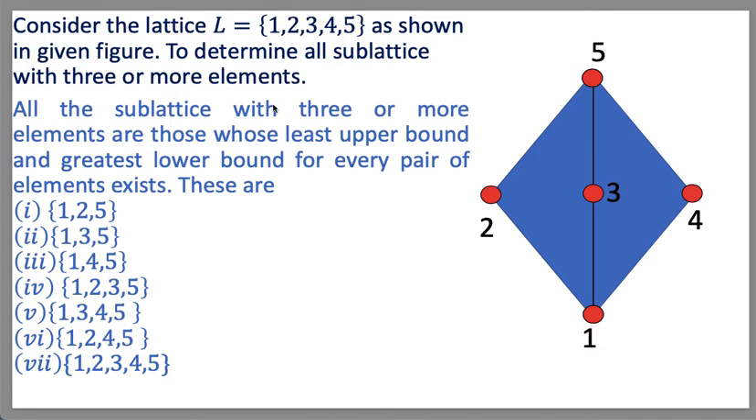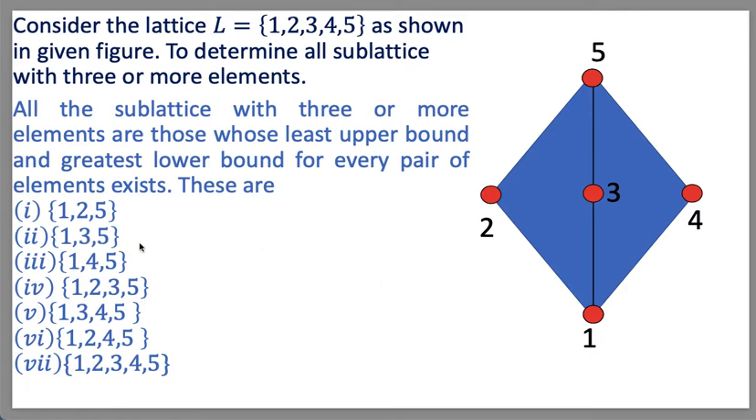Now we have to find the sublattices with 3 or 4 elements. Any sublattice with 3 or 4 elements is one whose least upper bound and greatest lower bound exist for every pair of elements. So one of these is {1, 2, 5}. We can check from this diagram. The set consisting of 1, 2, 5 contains the greatest lower bound as well as the least upper bound. This we can do by making a closure table.